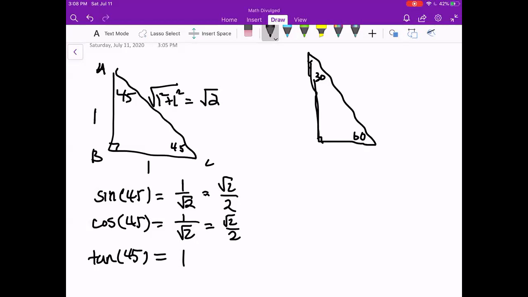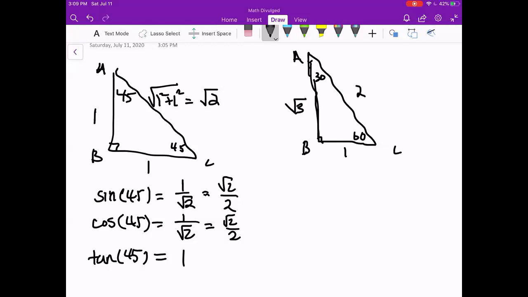And next, let's move on to this 30, 60, 90 right triangle. So let's just assign this length as 1, and let's once again assign 3 points, A, B, C. So we arbitrarily assign BC to be equal to 1. And in a 30, 60, 90 right triangle, we have that AC has a length of 2 and AB has a length of root 3.